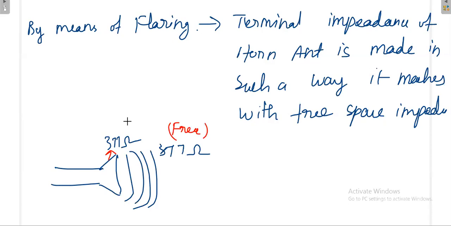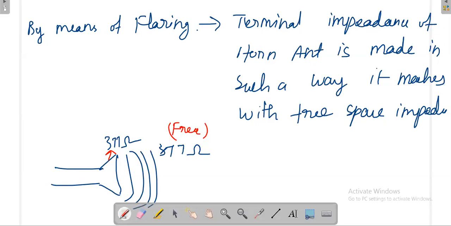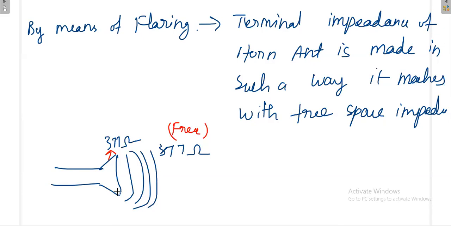So flaring is done to make the impedance matching. Actually the flaring is done to make impedance matching. If there is no impedance matching, then definitely the power from the antenna will not go to the free space. So flaring is done to make impedance match.